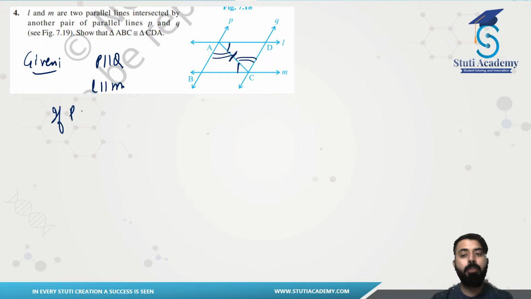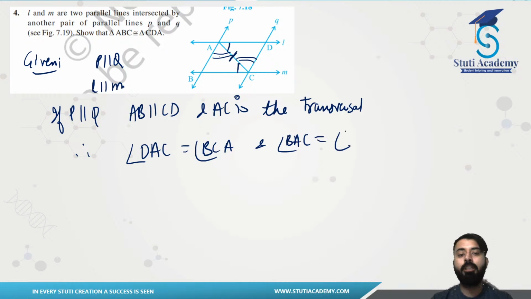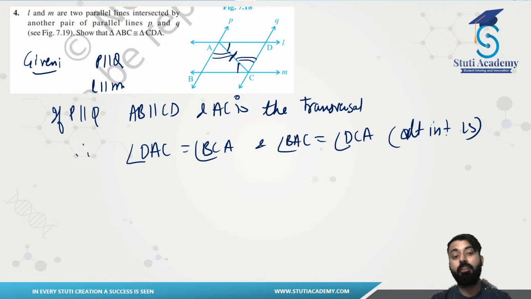So if P is parallel to Q, then I can say AB is parallel to CD and AC is the transversal, right? AC is transversal. Therefore, I can say angle DAC will be equal to angle BCA. Alternate interior angles. These are the things, right?